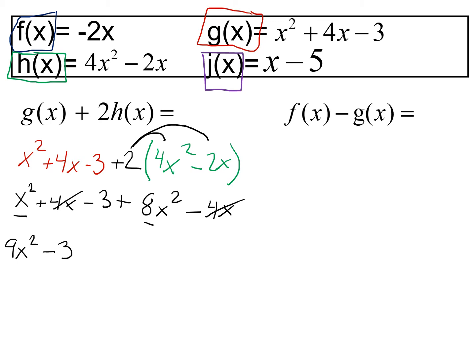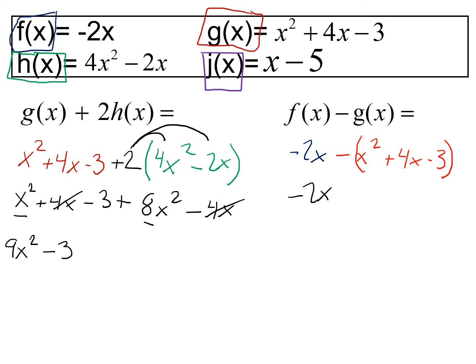My next example, I've got f of x minus g of x. So f of x is negative 2x, and I'm subtracting g of x, so minus x squared plus 4x minus 3. Now I'm going to leave that in parentheses, and you'll see why. So first term was negative 2x.